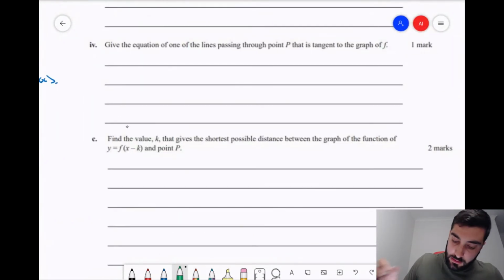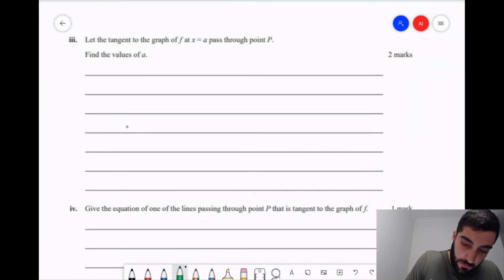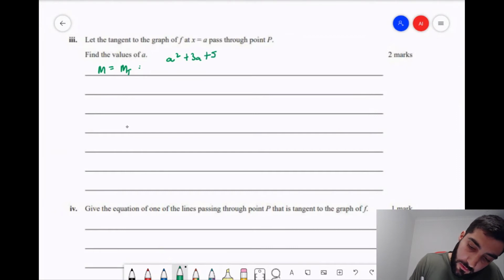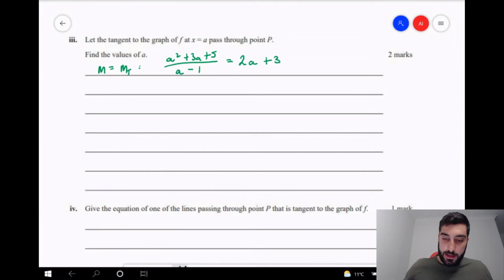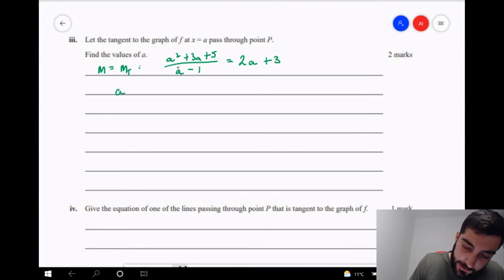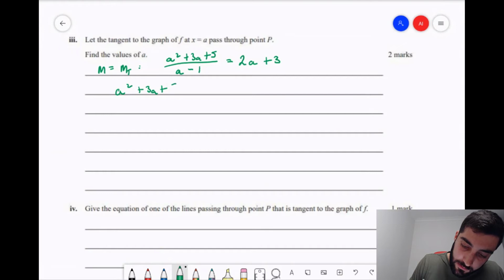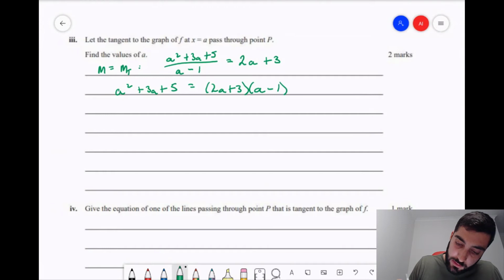So what we've got is the gradient of the tangent, which was equal to a squared plus 3a plus 5 on a minus 1, which was equal to our other answer of 2a plus 3. Multiply the a minus 1 to both sides, we'll have a squared plus 3a plus 5 is equal to (2a plus 3)(a minus 1). Expand out the right hand side, I'll leave the left hand side the same in this step.